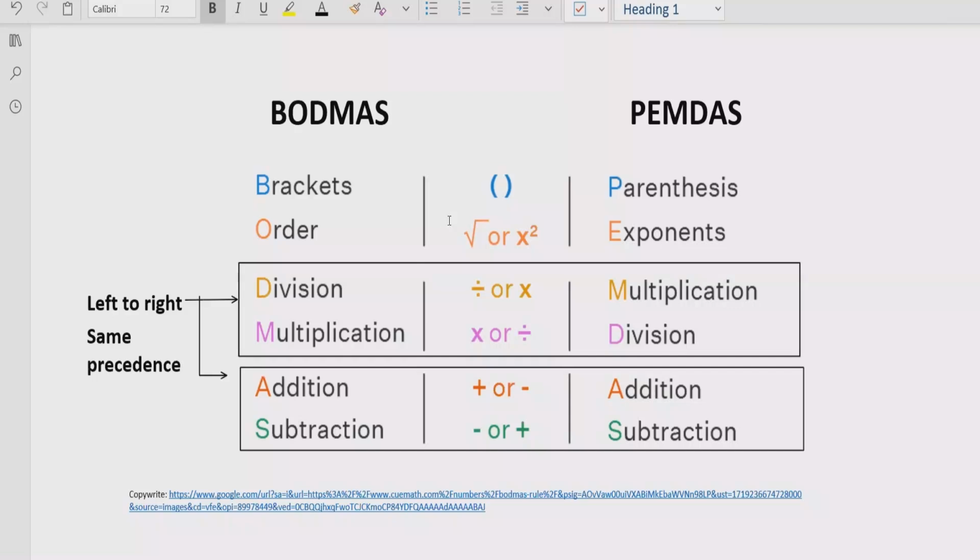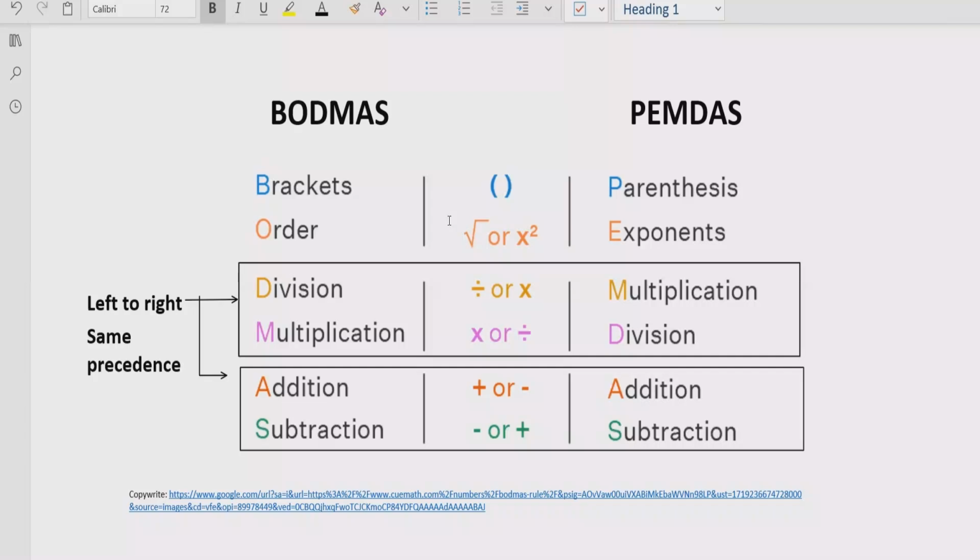So basically, this rule says that if your expression contains any bracket or parenthesis, you have to solve that part first. After that, you have to see the exponent or power of any number, so you solve that part after the bracket. And once you solve these two steps, you go left to right in your expression and find division and multiplication.